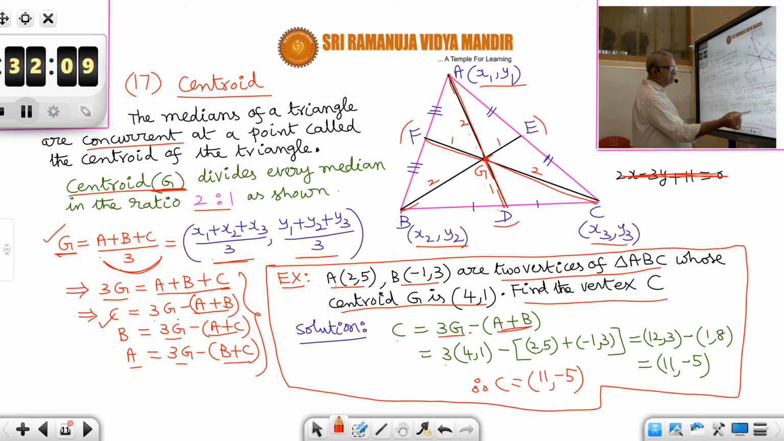In this case, 3 into G is 3 into (4, 1) minus (A + B), which means (2, 5) plus (-1, 3), in the bracket. So 3 into (4, 1) means (12, 3). You have to multiply both the coordinates by 3. Next, what is the sum of these two ordered pairs? 2 plus minus 1 is 1, 5 plus 3 is 8, so (1, 8). There is a minus sign in between. So what is 12 minus 1? 11. 3 minus 8 is minus 5. Therefore the remaining vertex must be (11, -5). Okay.